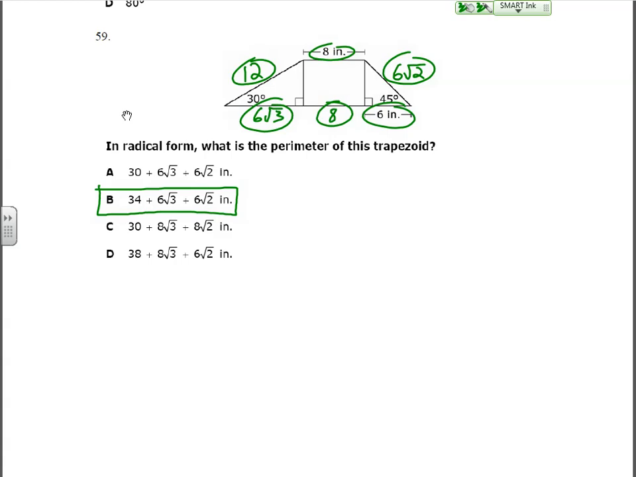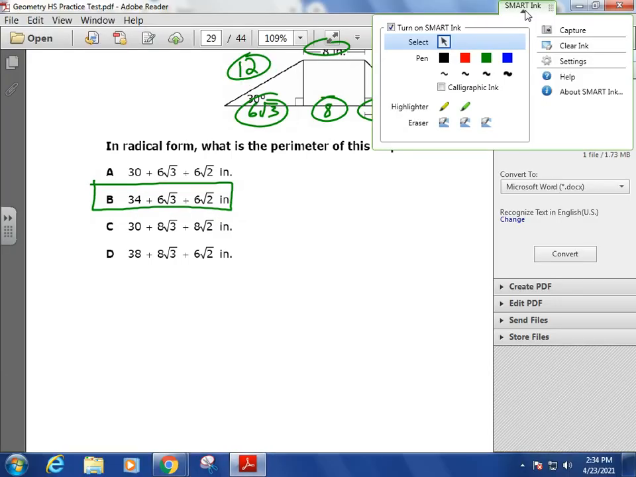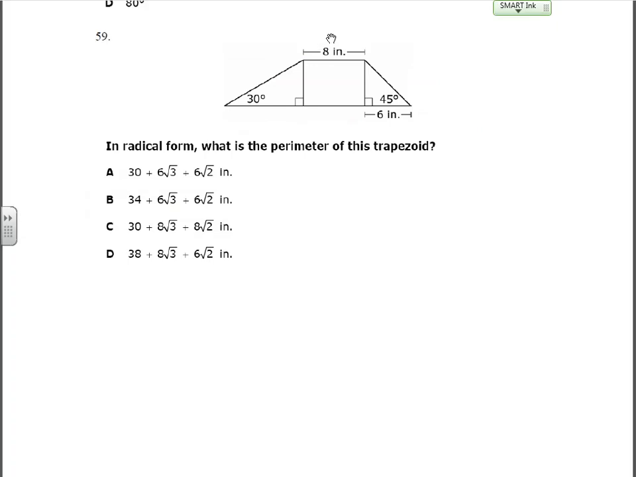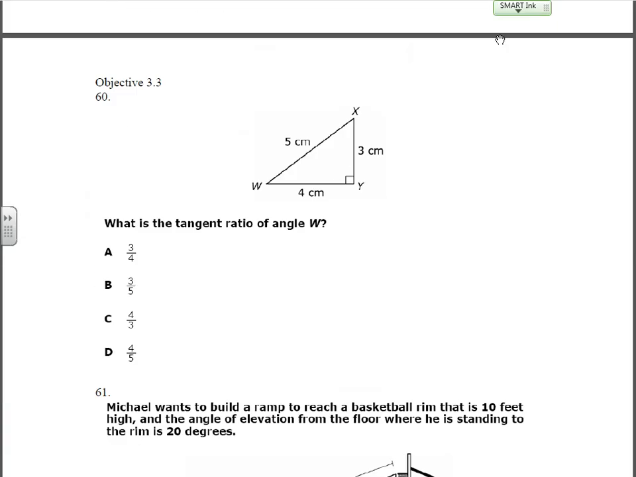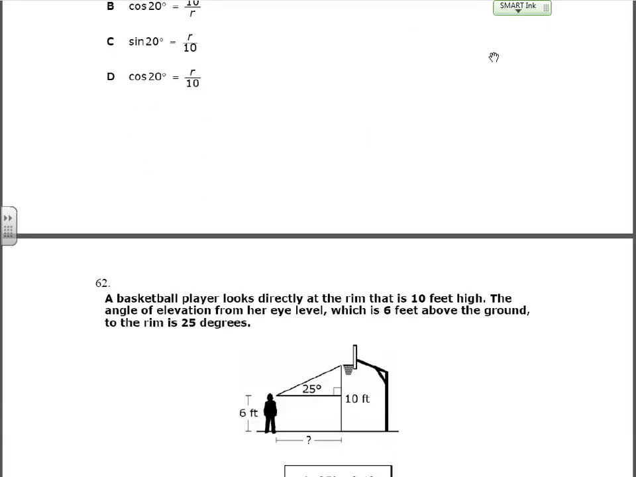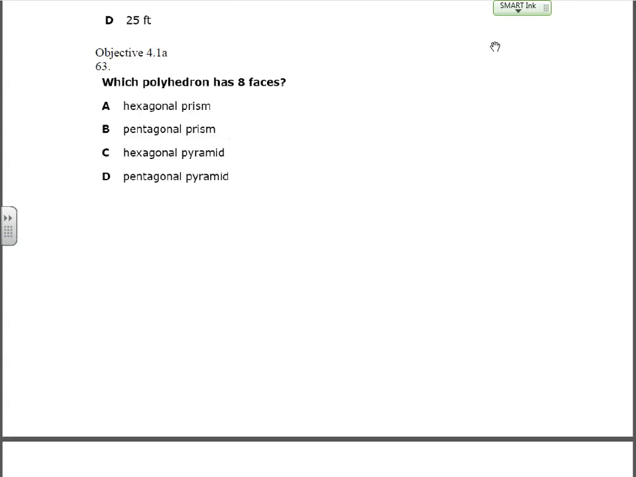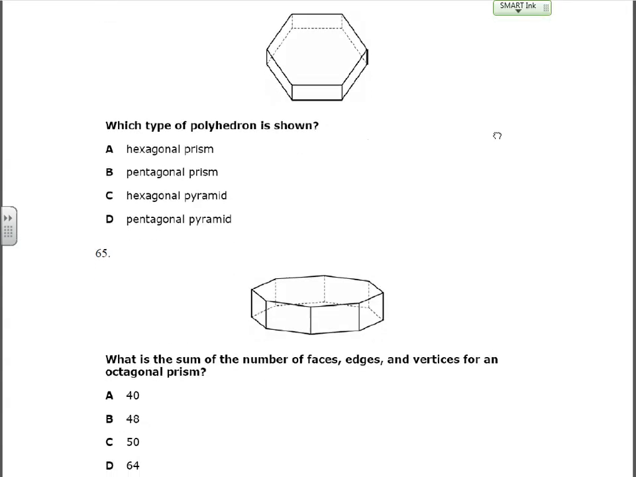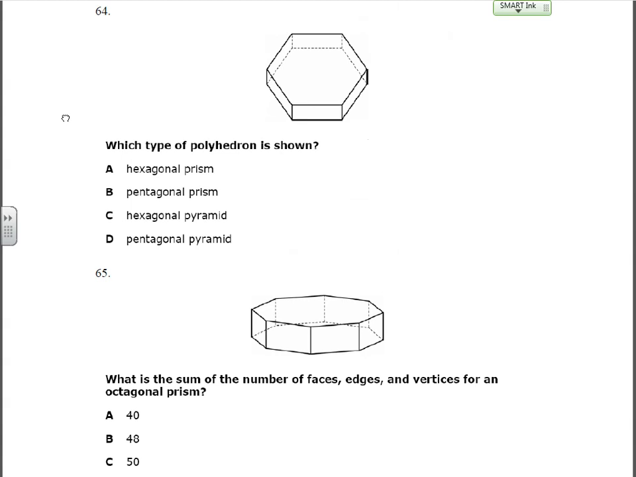We get into some Pythagorean theorem. I highlighted 64 and 65, those polyhedron things, just because we haven't talked about a 3D shape such as these. But did you have any issues with these?